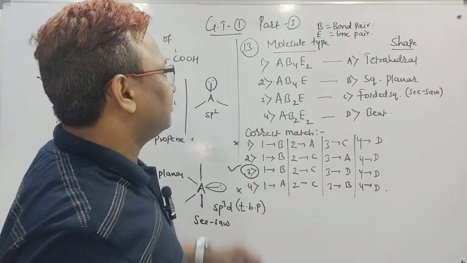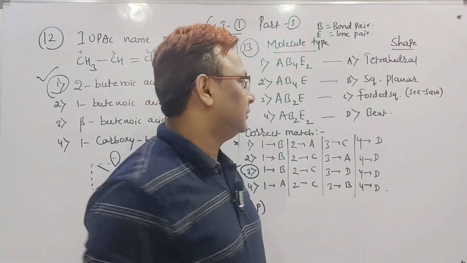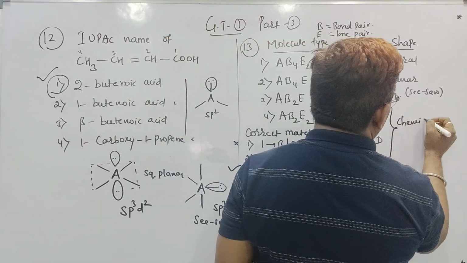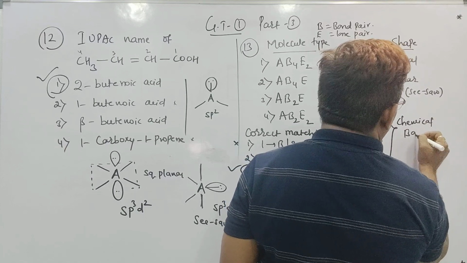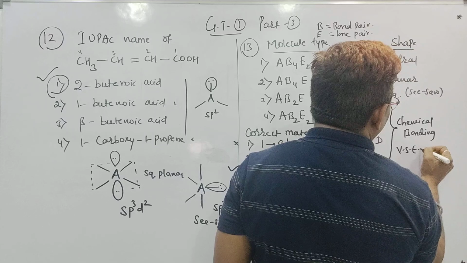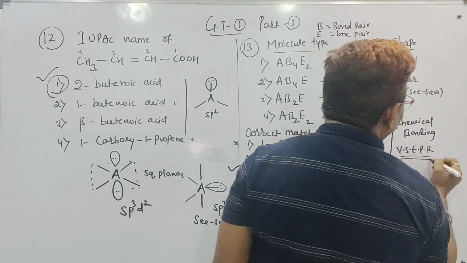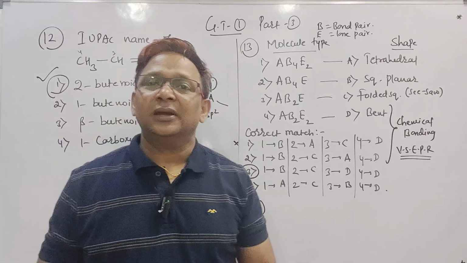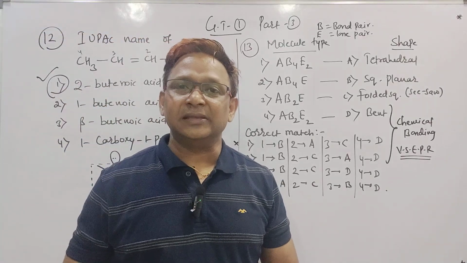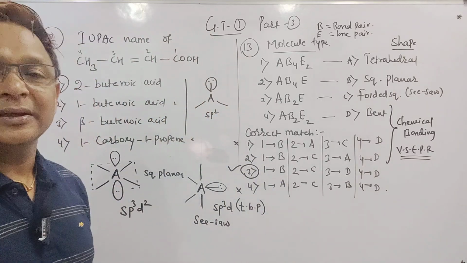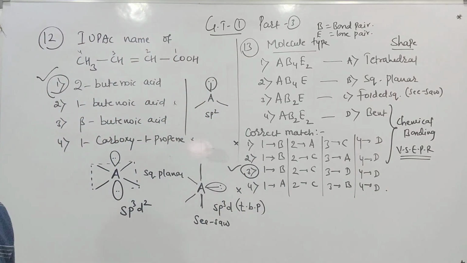This question belongs to chemical bonding. This question belongs to which chapter, sir? Chapter chemical bonding. But in chemical bonding, which topic, sir? It belongs to VSEPR theory. And 90% of this kind of questions they are asking in the NEET exam. So we have to be well prepared for this kind of questions. Right? Chalo, take a screenshot.